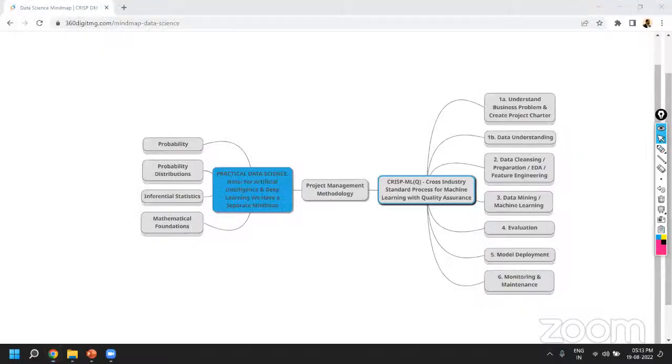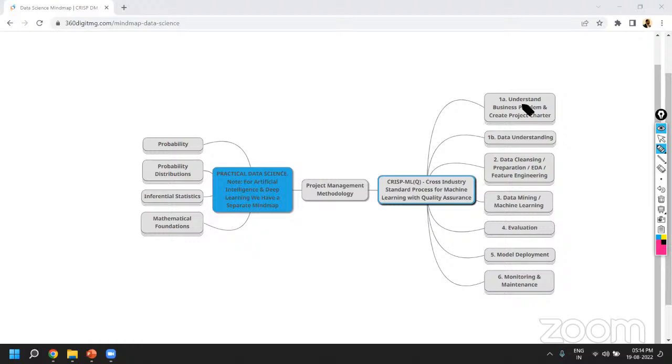The CRISP-ML(Q) methodology stands for Cross-Industry Standard Process for Machine Learning projects. We also have to ensure that quality is maintained at each and every step of product development in this process, so the Q stands for quality. Cross-Industry Standard Process for Machine Learning projects.